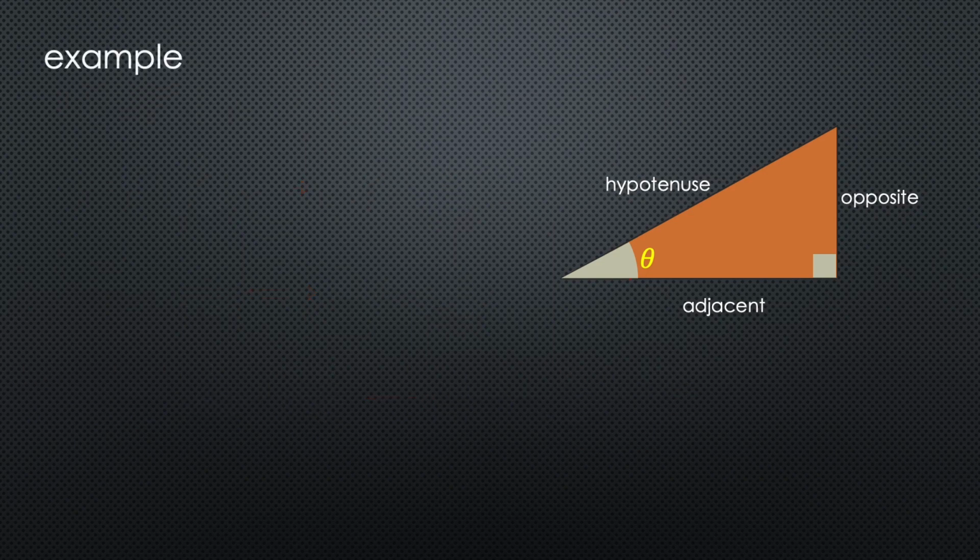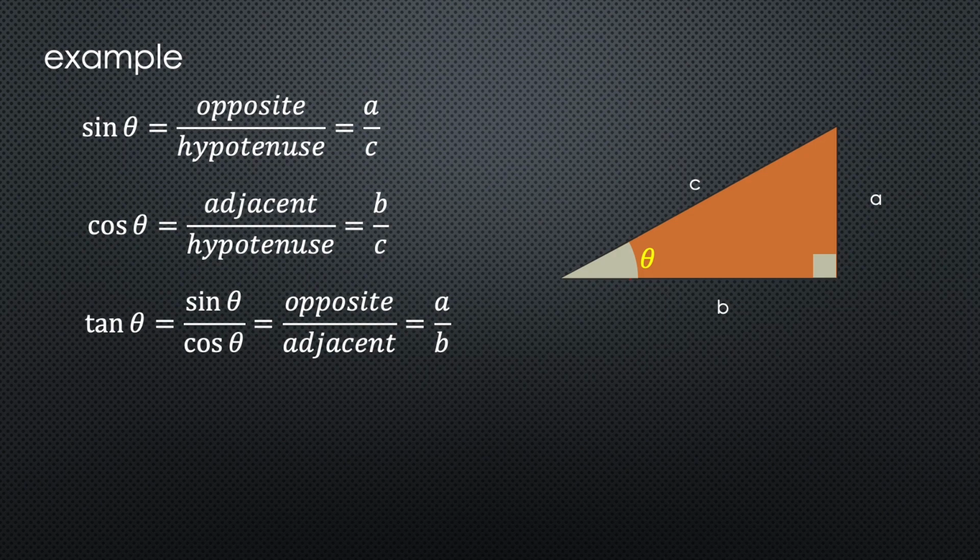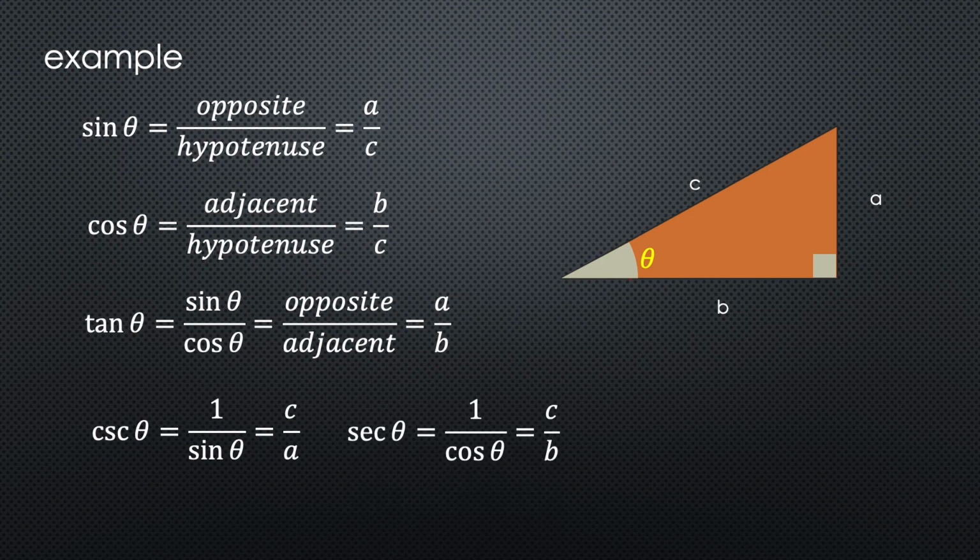Now I am going to illustrate these identities by some examples. If the opposite is A, the adjacent is B, and the hypotenuse is C. So sine of theta is opposite, A, over hypotenuse, C. Cosine of theta is adjacent, B, over hypotenuse, C, and tan of theta is opposite, A, over adjacent, B. Cosecant, secant, and cotangent are reciprocals of sine, cosine, and tangent.